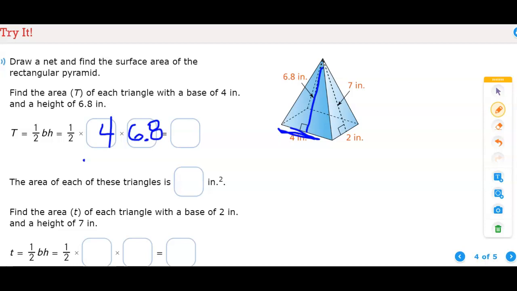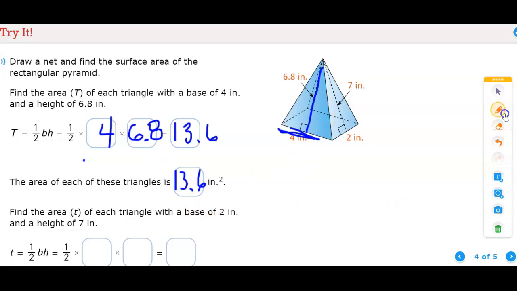Let's say the big triangle, that's a big T, uppercase T. So we have half times 4 times 6 8/10. We're going to do half times 4 first. Half times 4 is the same as saying 4 divided by 2. That is equal to 2. And then you have 2 times 6 8/10. That is 13 6/10. That is for the big triangle, so the area of each of them will be 13 6/10.